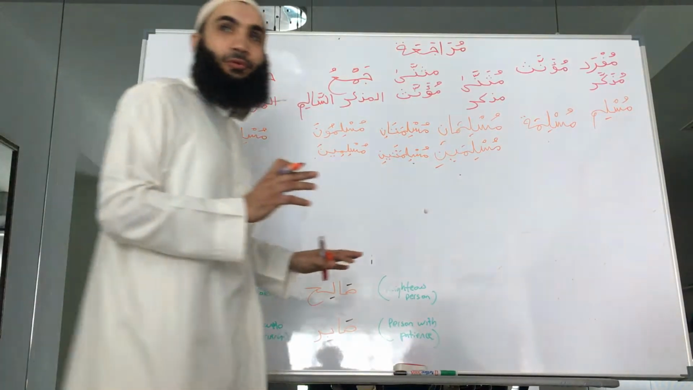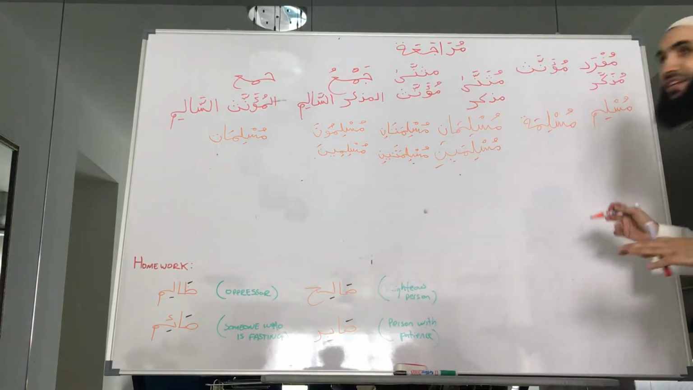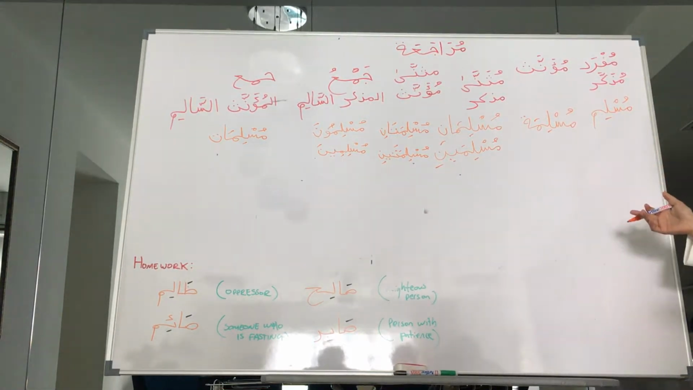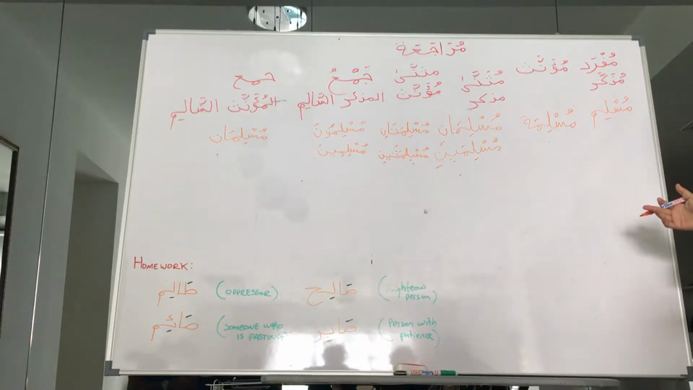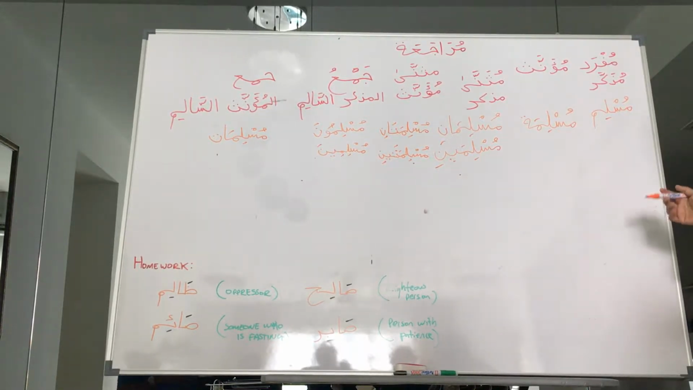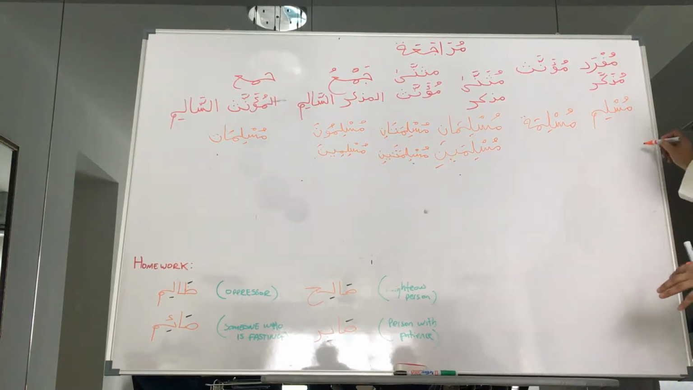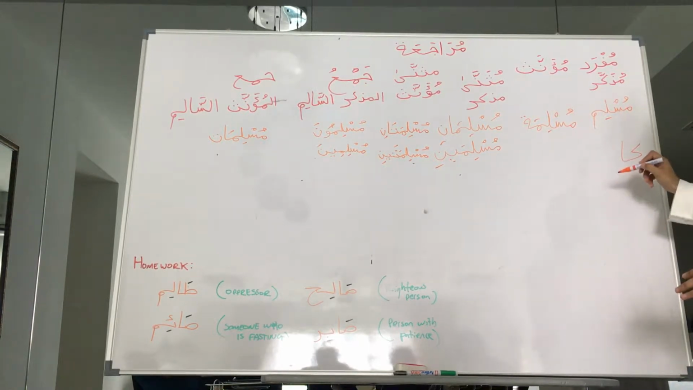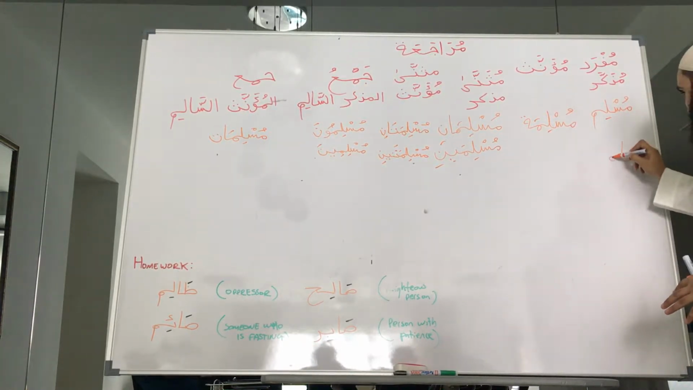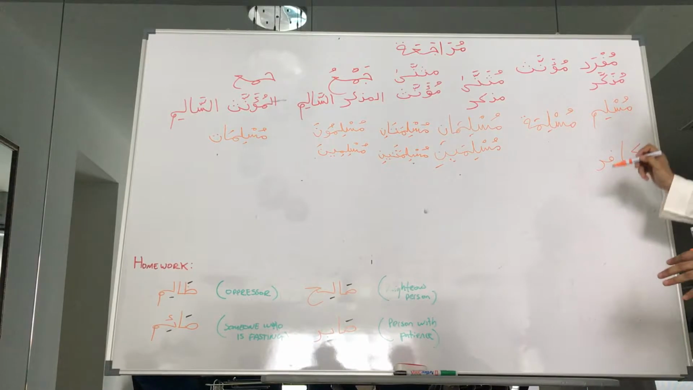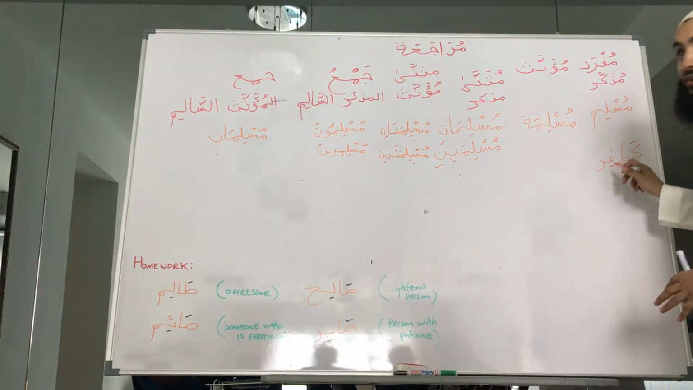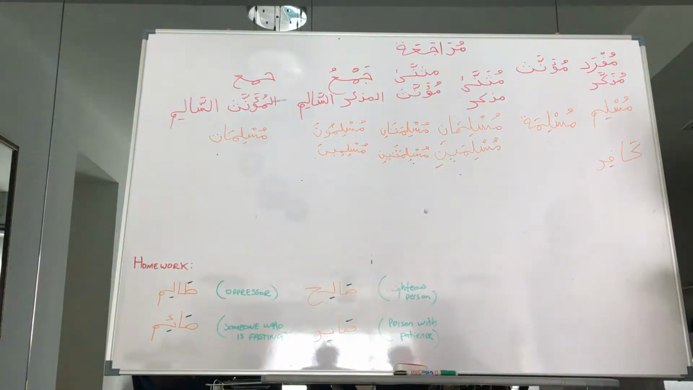I'll give you another example. What is the opposite of a Muslim? Kafir. Right? A Muslim is someone who believes in Allah, and a kafir is someone who doesn't believe in Allah. Generally. We don't want to go into Aqidah. A kafir is someone who disbelieves in Allah.